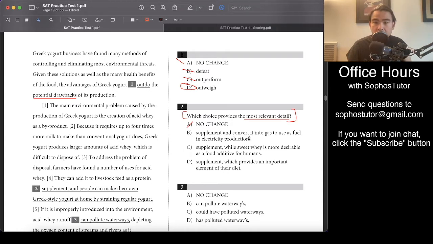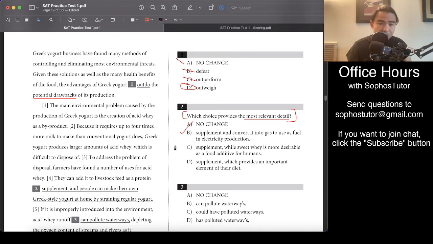Protein supplement and convert it into a gas to use as fuel in electricity production. Okay. Is this another use of acid whey? I think so, right? Because one is added to livestock feed as a protein supplement, and the other use is to convert it into a gas to use as fuel in electricity production. Again, I might have misread it a bit, but I think this is good. I'm not ready to circle it, so I'm going to give this a soft yes. I denote soft yeses with check marks.